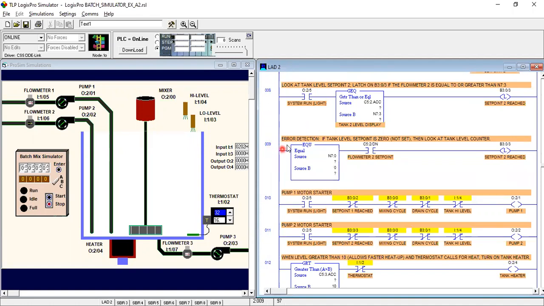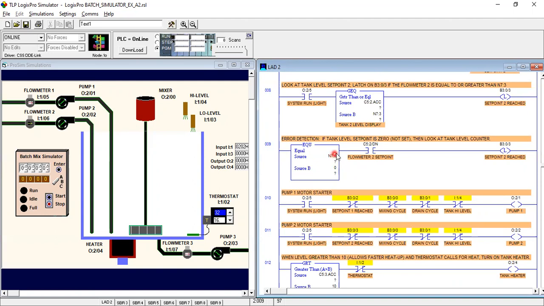And in the 9th rung, error detection. If tank level set point is 0, not set, then look at the tank level counter equal to. So for the equal to instruction we have source A and source B. In source B we put the 0 value, and in source A we put a new integer value, as you can see, N7:0. This is our first new integer value.